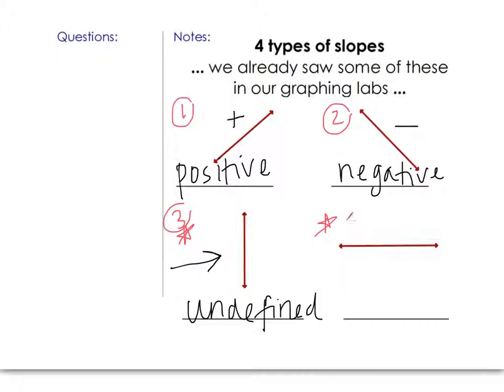Then number 4, this is actually a slope of 0. This is a flat surface. Slope of 0. I'm not increasing or decreasing. I'm just walking in a flat old line.